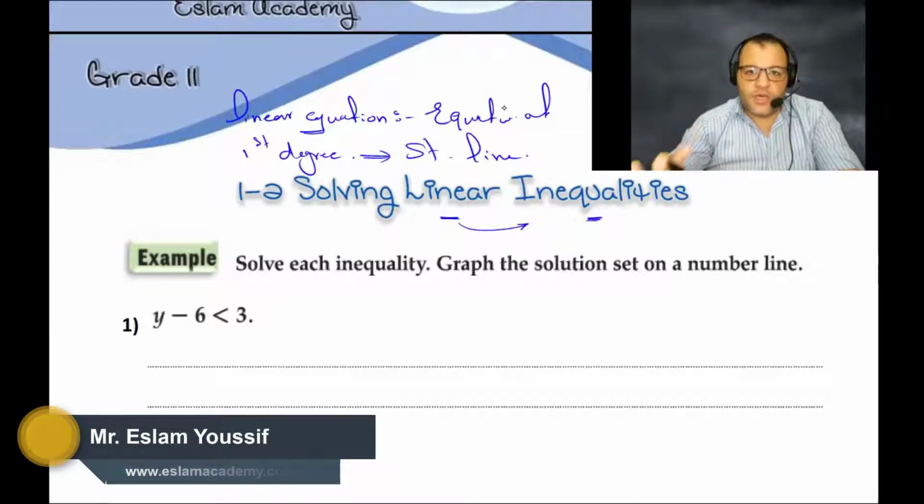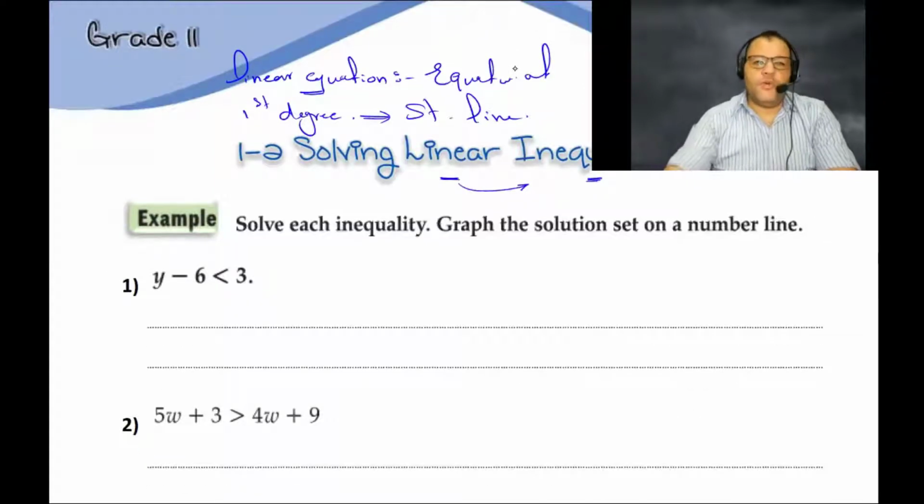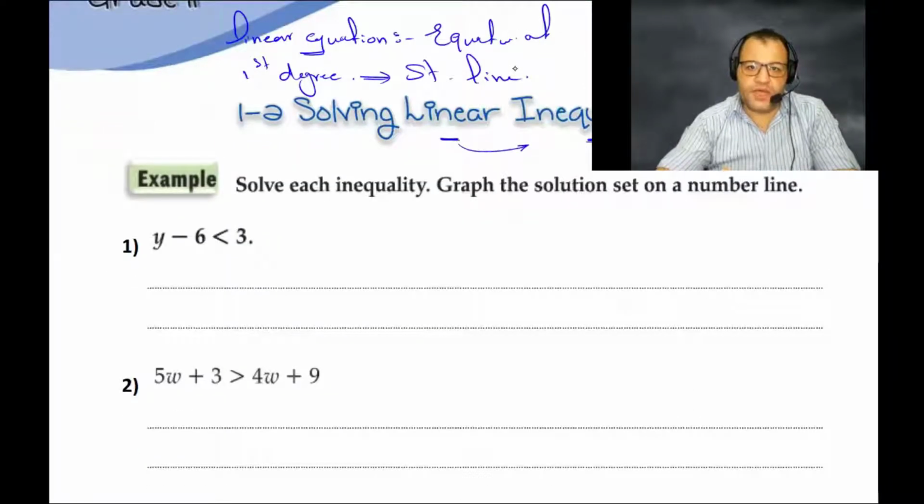So solving the inequality is the same as solving the equation. The only difference between the inequality and the equation is that if you multiply or divide by a negative number, it changes the sign of the inequality. But all of the remaining will be the same. You will add, you will subtract, you will divide, you will multiply. No problem, but only when you multiply or divide by a negative number, change the sign of the inequality. We will use the inverse operation as we use it for solving an equation.